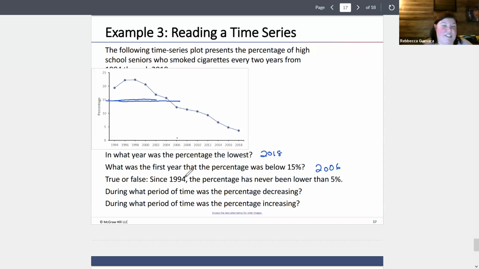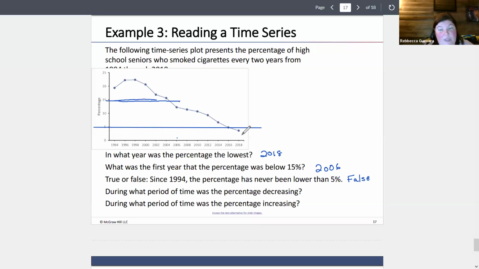True or false? Since 1994, the percentage has never been below 5%. Let me see. Let's make a little line here. No, it looks like it has gone below 5%. This is going to be false. There was a time, actually recently, that it has gone down. Like I said, originally there was a little hump here, but slowly since the mid 90s, we've seen this decrease in smoking.